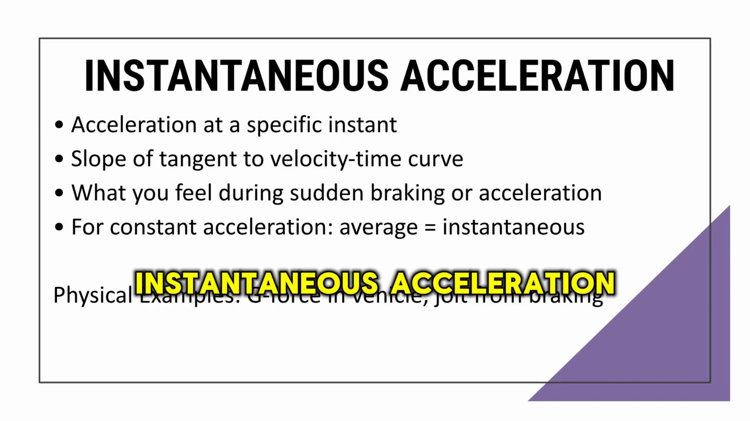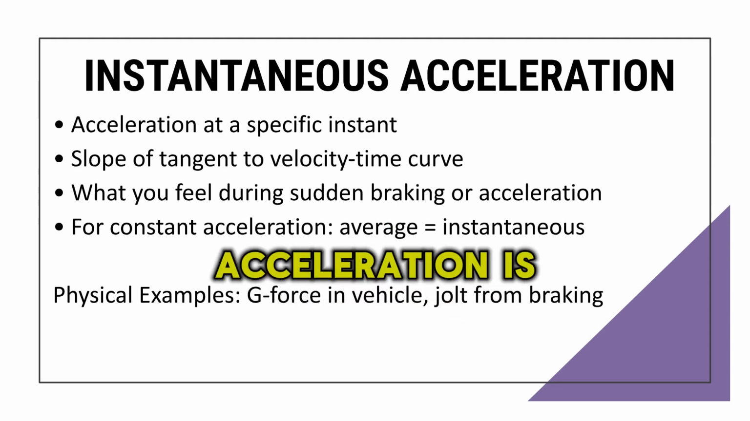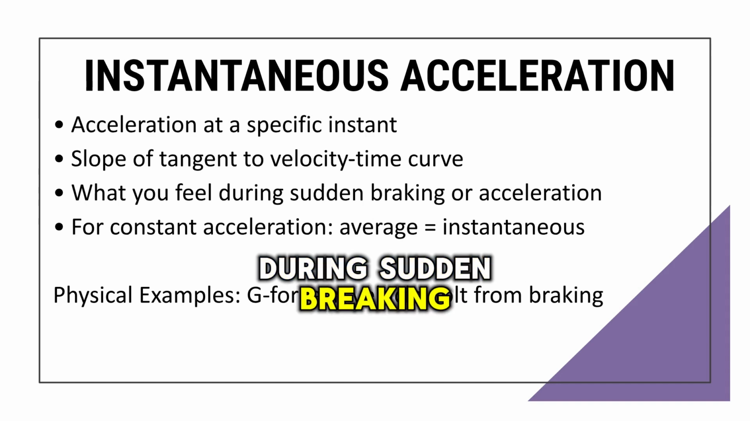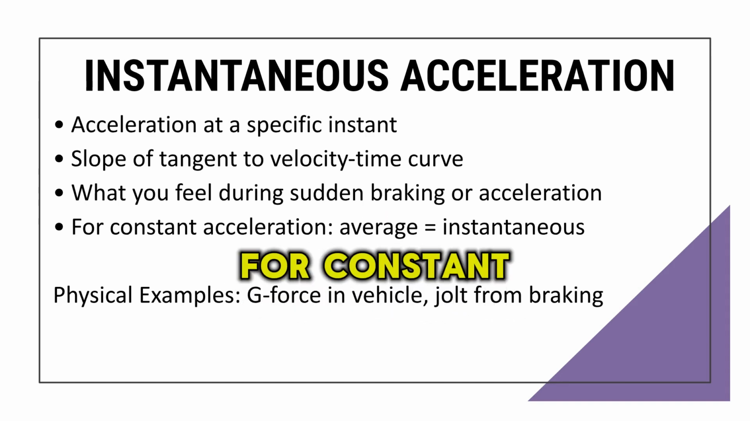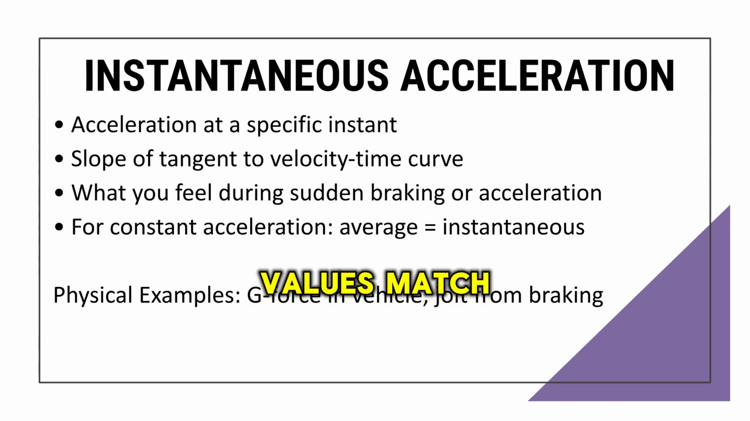Instantaneous acceleration. Acceleration tells us how velocity changes with time. Instantaneous acceleration is measured at a single instant, like what you feel during sudden braking. On a velocity time graph, it's the slope of the tangent line. For constant acceleration, the average and instantaneous values match.